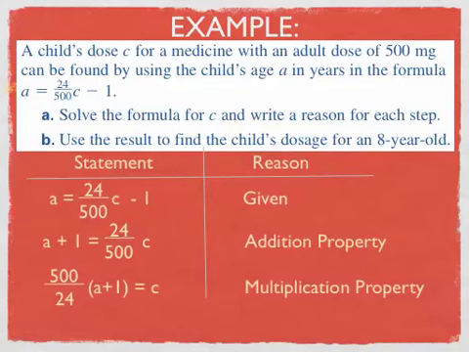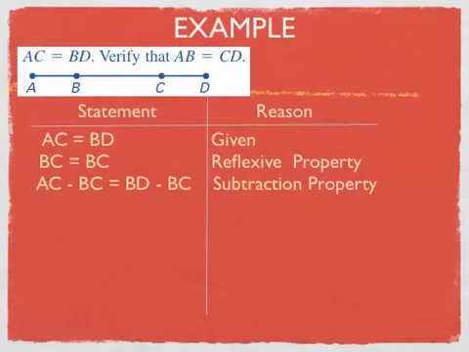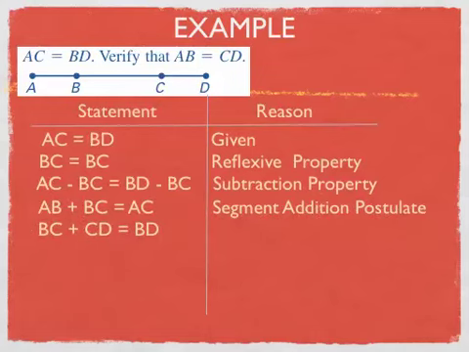Because I have the two segments AC and BD that I was given were equal, I'm going to go ahead and use the segment addition postulate, and I'm going to say that segment AB plus segment BC would equal the segment AC, and I'm going to say that BC plus CD equals BD.